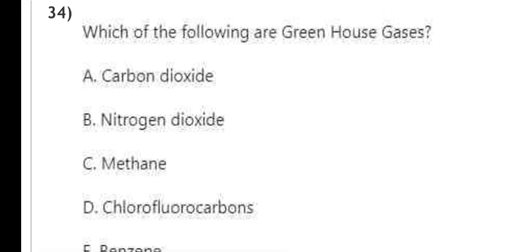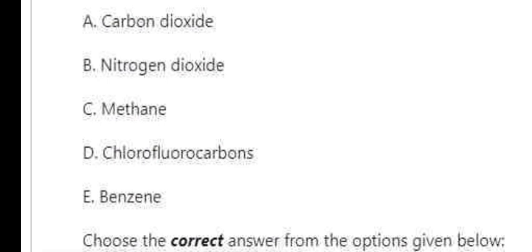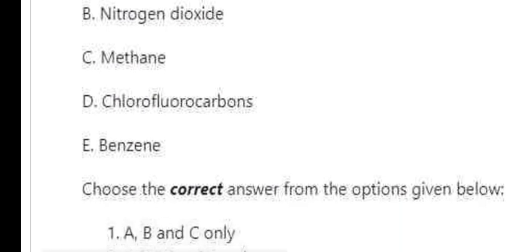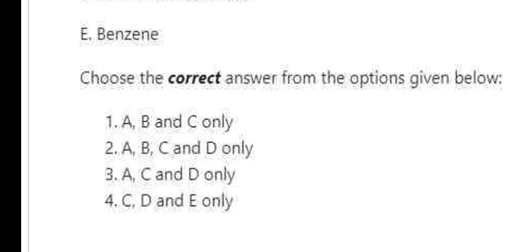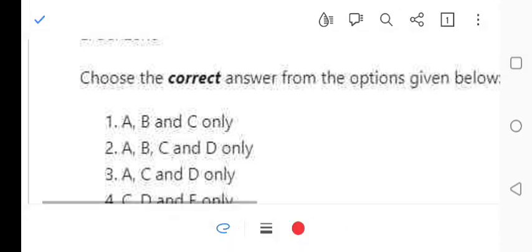Which of the following are greenhouse gases? A: carbon dioxide, B: nitrogen dioxide, C: methane, D: chlorofluorocarbons, E: benzene. These are the options for you: A, B, C; A, B, C, D; A, C, D; C, D, E. So it will be A, C, D only.